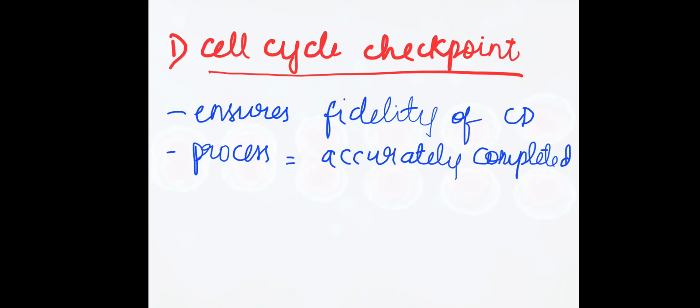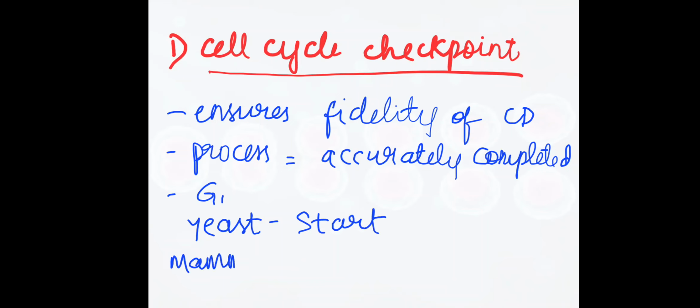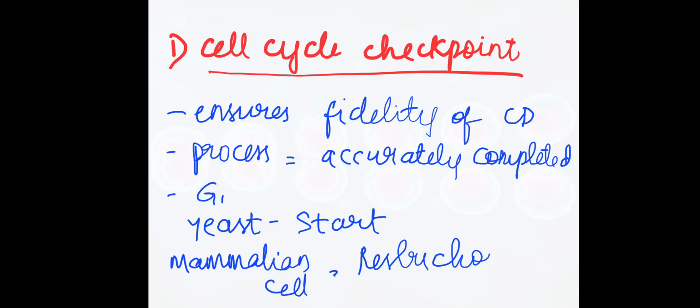It also ensures that each phase of the cell cycle is accurately completed before progression into the next phase. An important checkpoint in G1 has been identified in both yeast and mammalian cells. In yeast, this point is known as start, and in mammalian cells it is known as the restriction point.